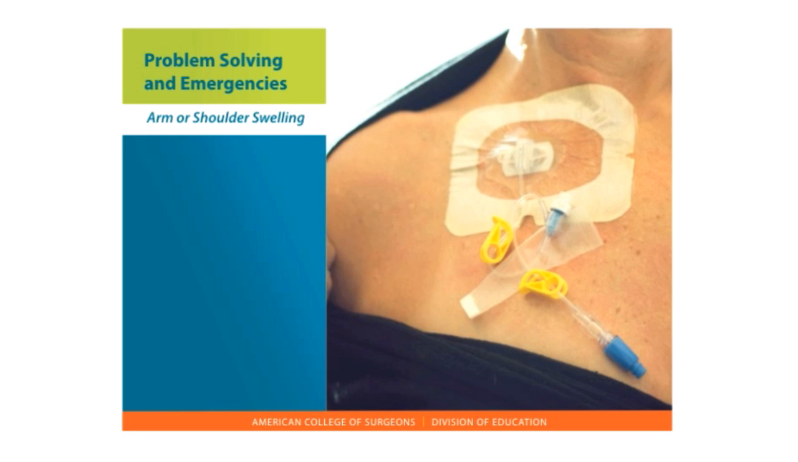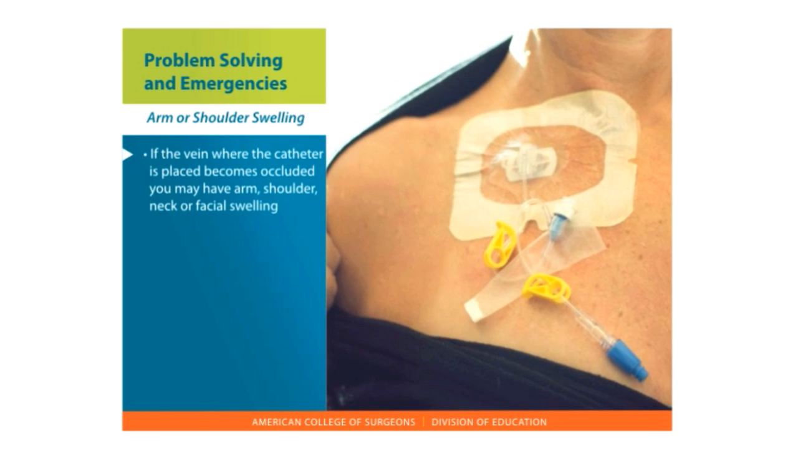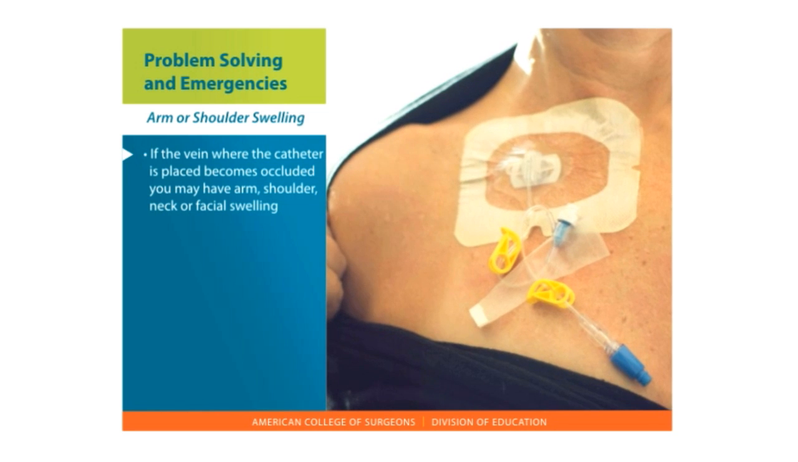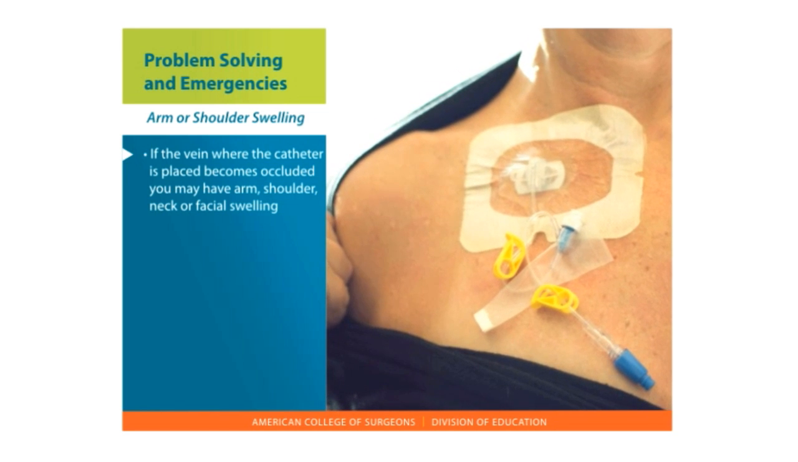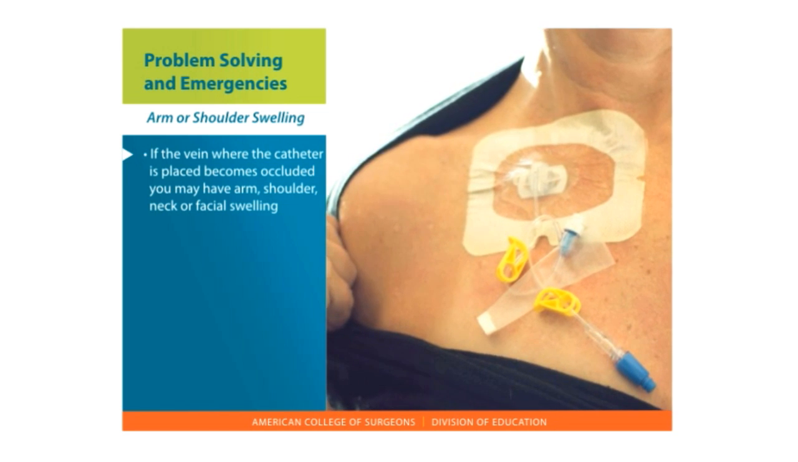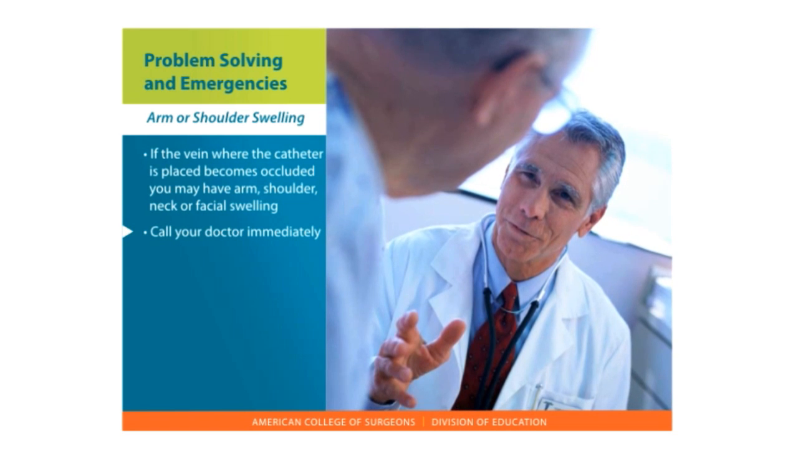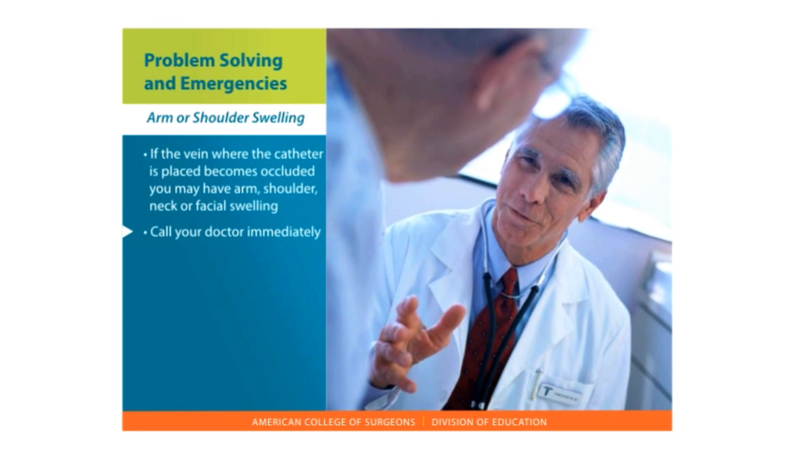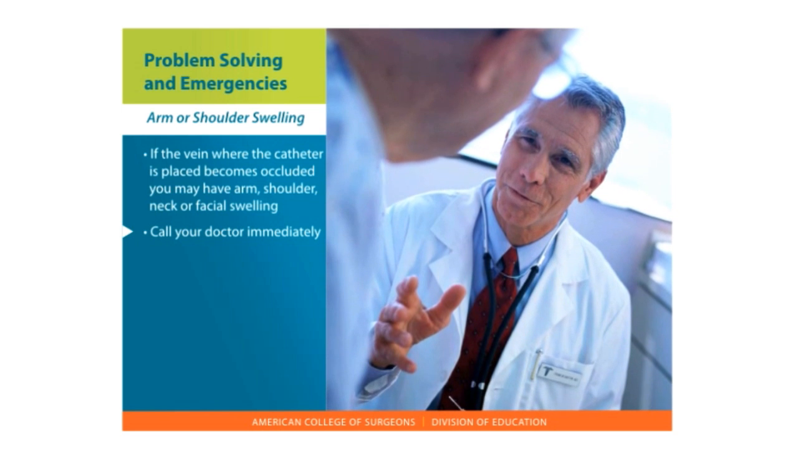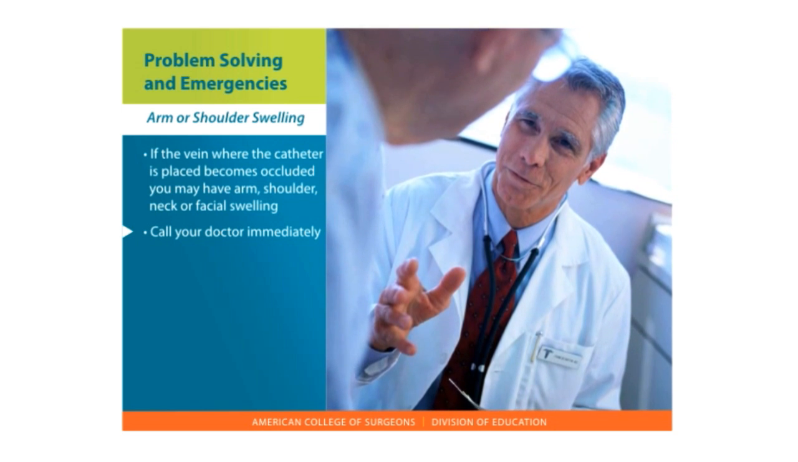Arm or shoulder swelling. If the vein where the catheter is placed becomes occluded or closed off, you may have arm, shoulder, neck, or facial swelling. Call your doctor immediately if this occurs. The clot might be treated with blood-thinning medication. The catheter may have to be removed.